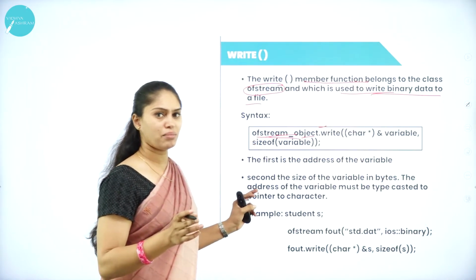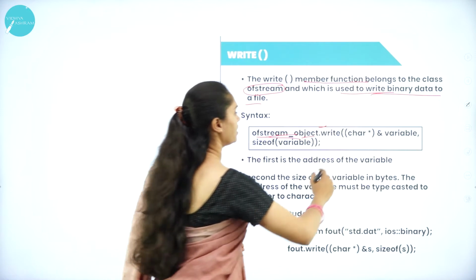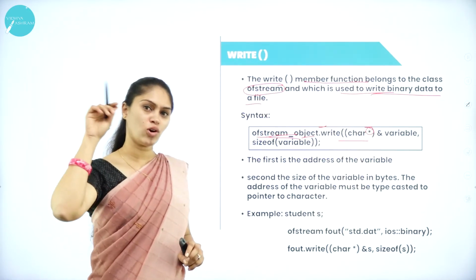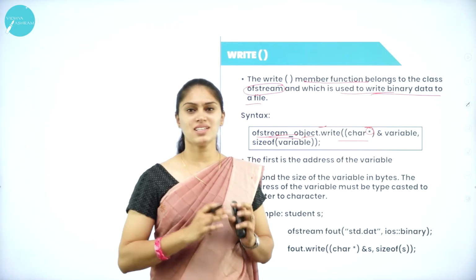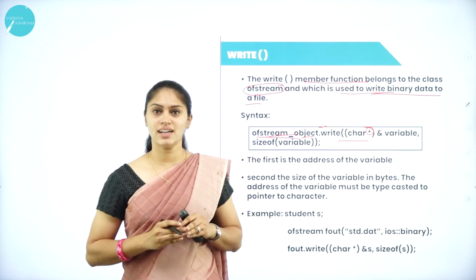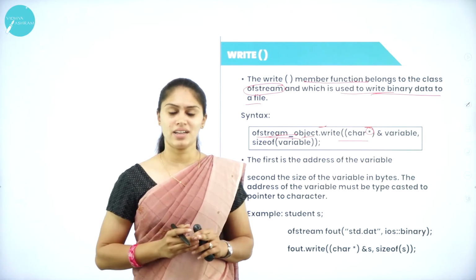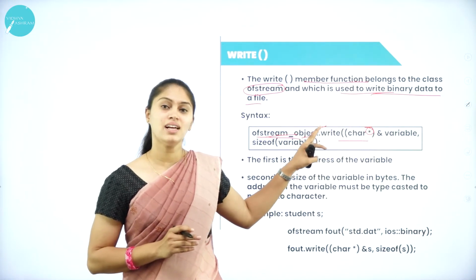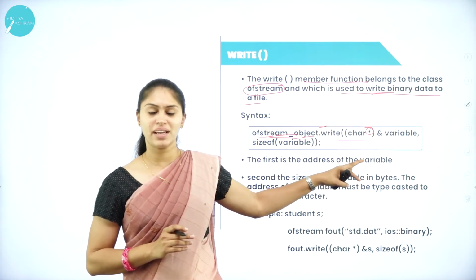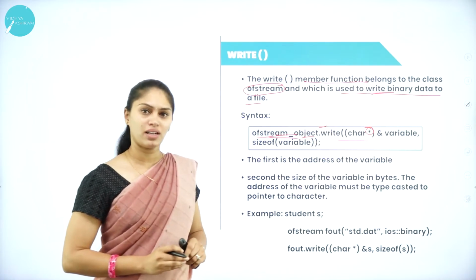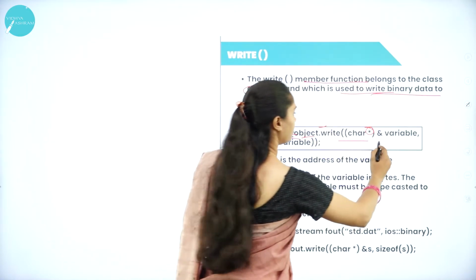So what are all the parameters I am sending here? Here, char star. If it is star, then you have to go back to pointer, right? So what does the star indicate? Indirection operator. Why is it required? That is the pointer operator. Whatever variable I am going to use, everything will be considered as a pointer variable. Then I have one more parameter, ampersand variable.